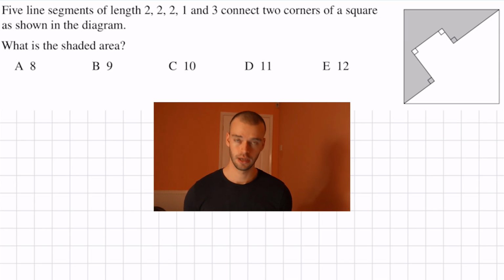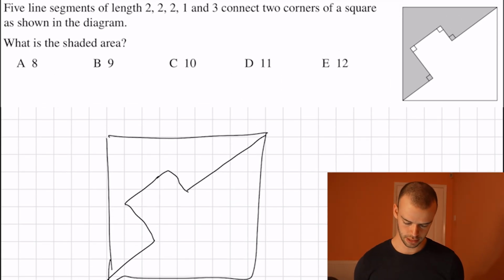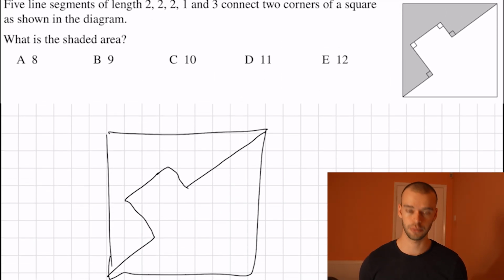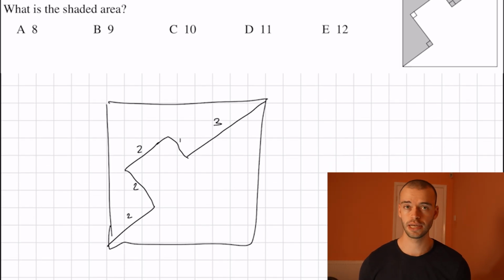Okay. So when I see this question, I first want to make my own diagram. So I'll do that now. So we've got this diagram here, and we can label some of the lengths. So this length is 2, this is 2, this is 2, this length is 1, and this length is 3. Okay, but where do we go from there? So we need some sort of light bulb moment, some sort of eureka moment to help us further.